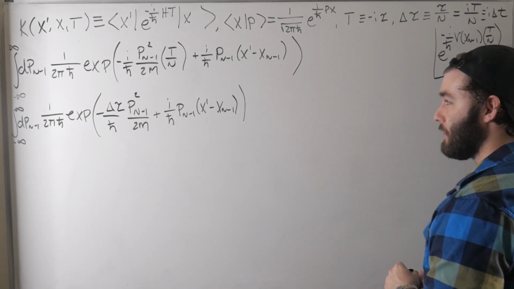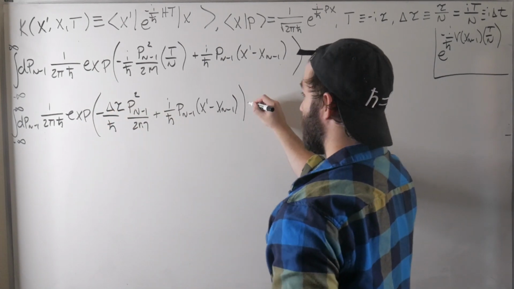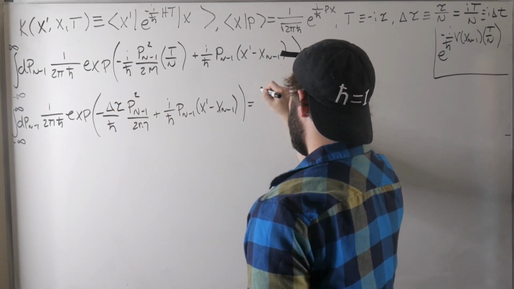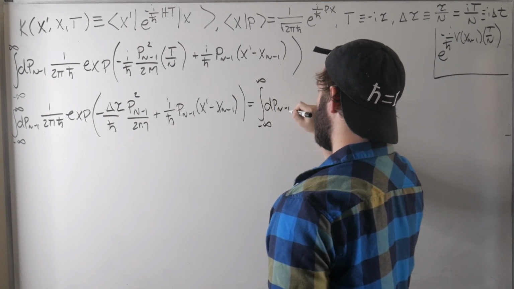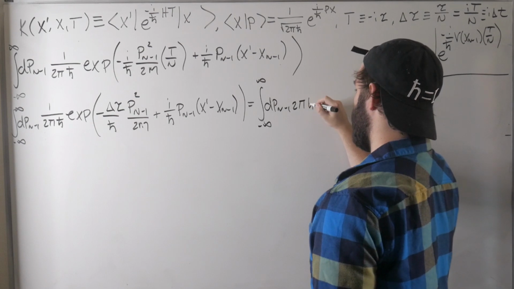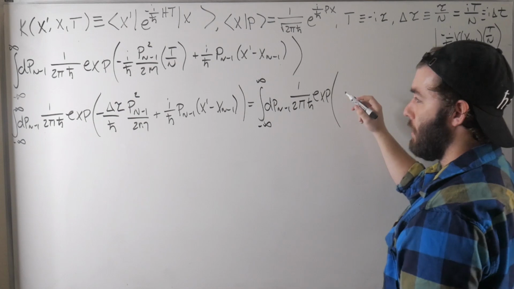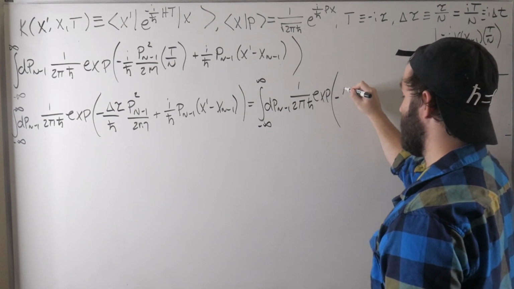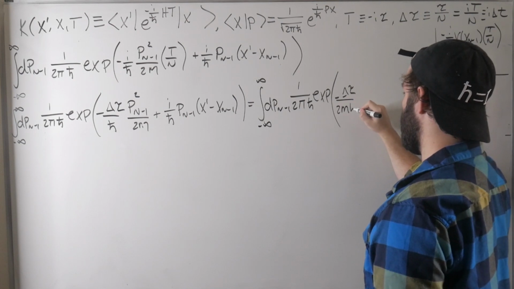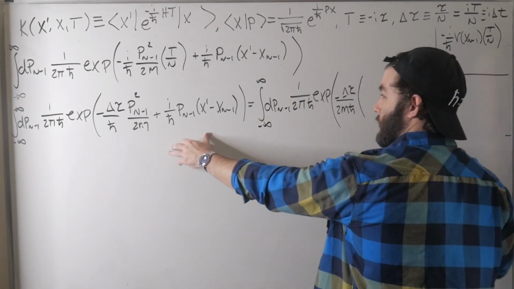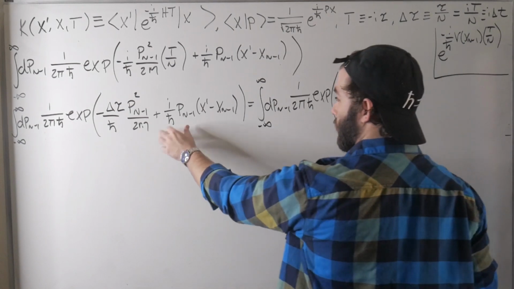So the next thing that I want to do is factor out all of this stuff. So this is going to be equal to the integral from minus infinity to infinity, dp sub n minus 1 over 2 pi h bar, of an exponential with minus delta tau over 2m h bar, times p sub n minus 1 squared, and then all of the other stuff.